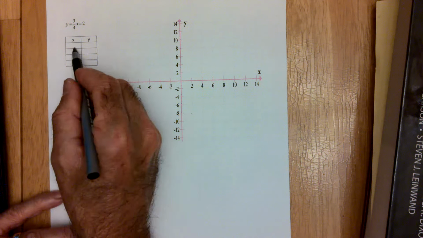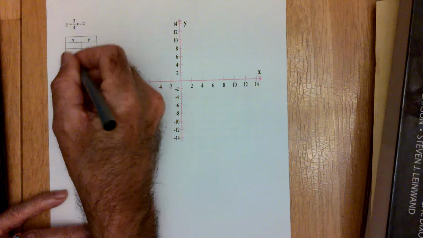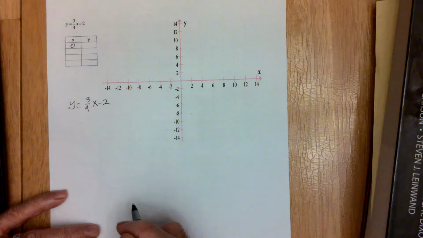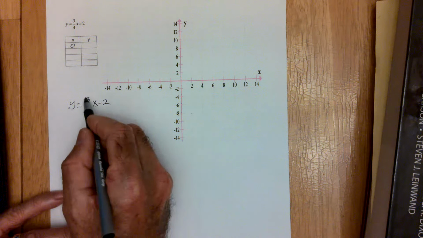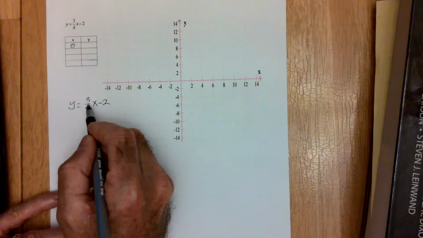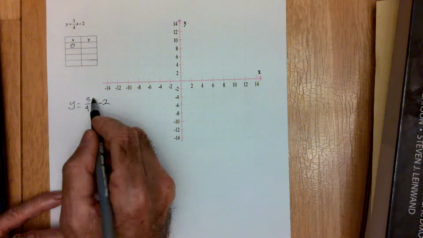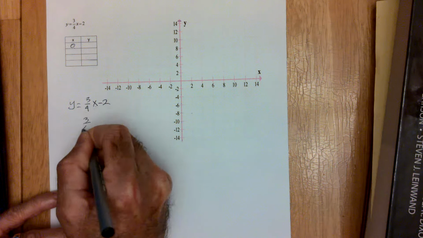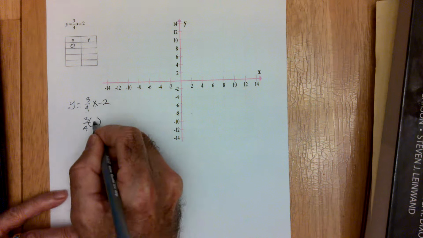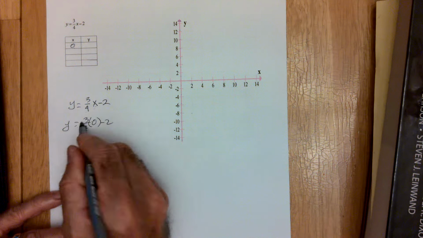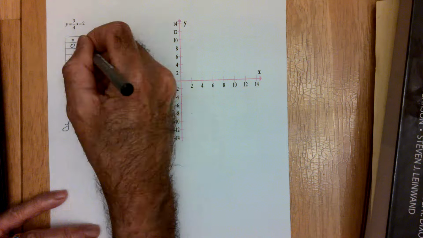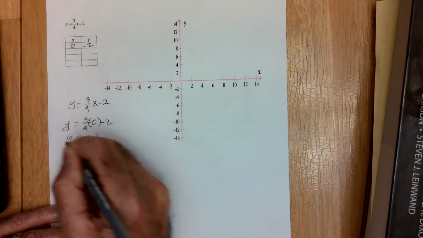So we're going to start off the same way. Pick 0 for the first term. That 0 is easy to calculate because even though we have a fraction, 0 times that fraction is still going to be 0. So when we replace x with 0, we end up with 0 minus 2, which gives us negative 2.